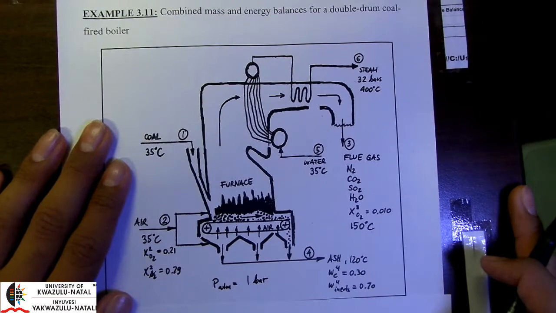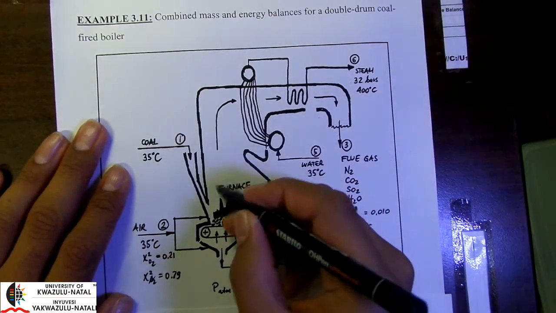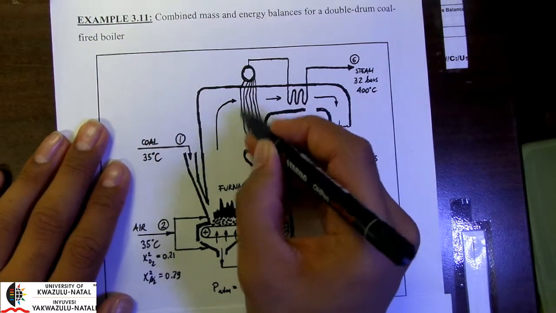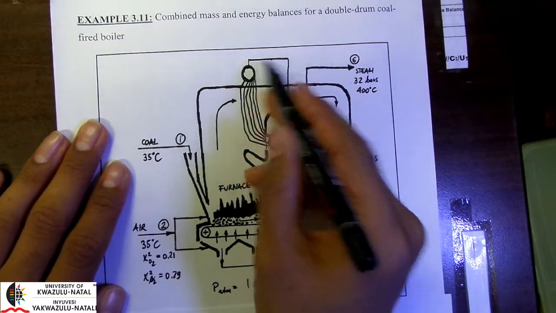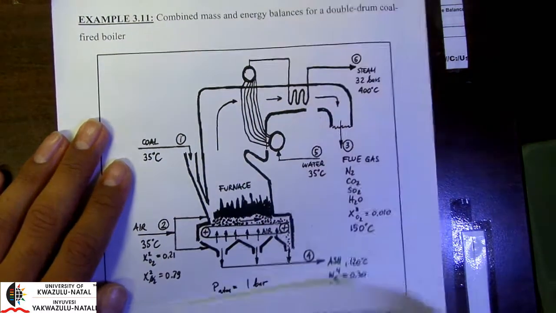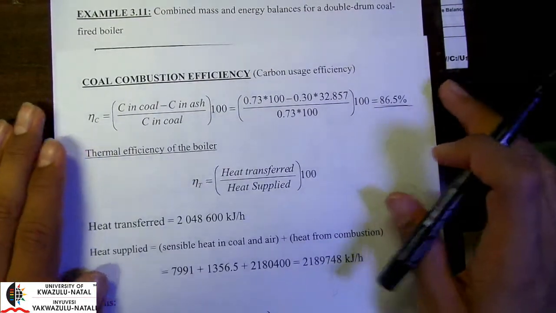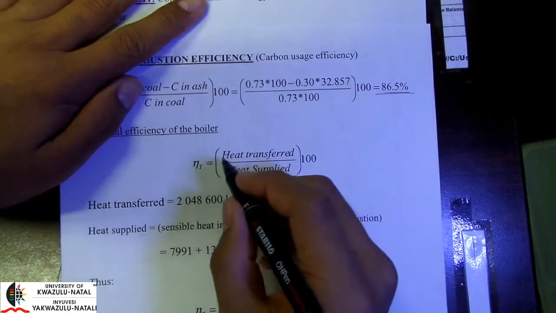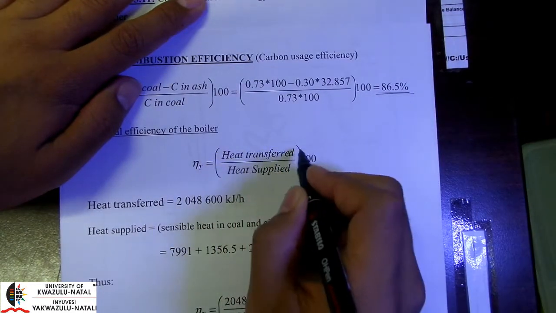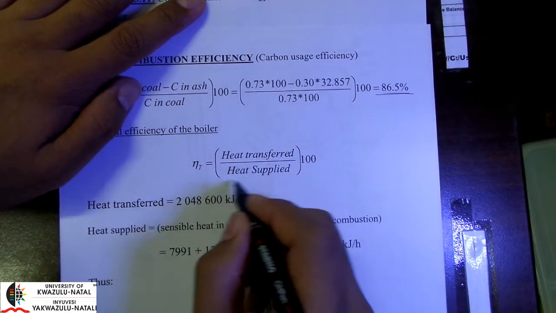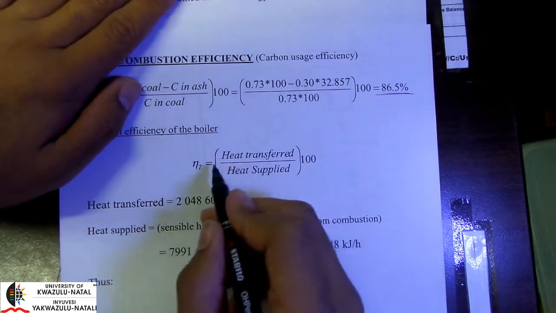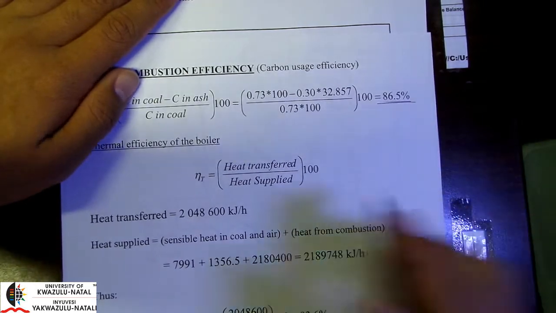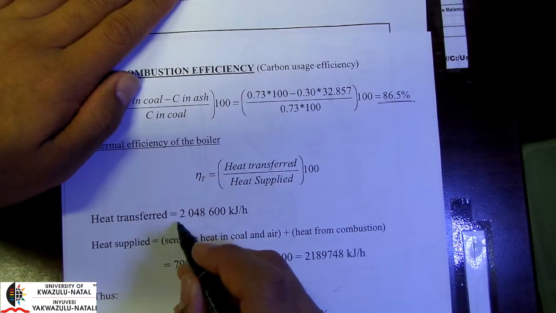So ideally we would want all of the heat generated in this furnace to be used in heating up our water to generate steam. Now we can quantify this. The thermal efficiency of the boiler is equal to the heat transferred divided by the heat supplied. We've calculated the amount of heat transferred to generate steam, and it was found to be the following.